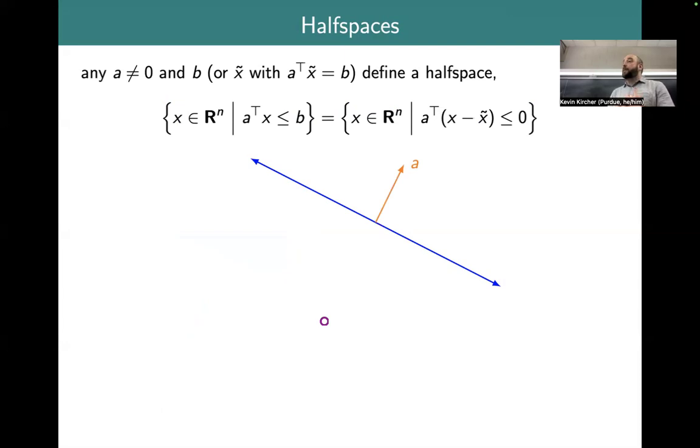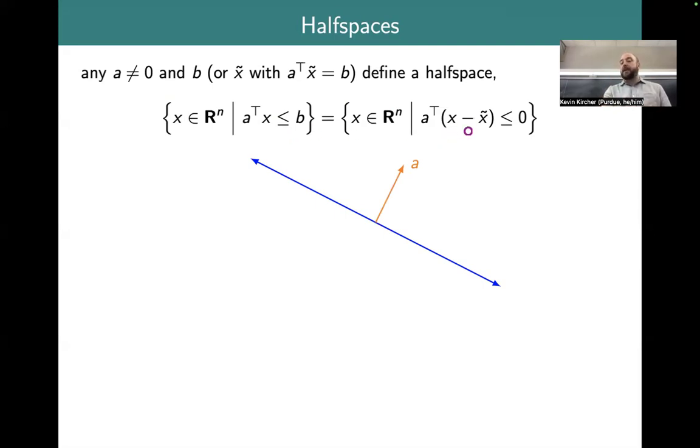Okay, so that is a hyperplane. A half space is something that's closely related to a hyperplane. Any hyperplane you can think of as basically cutting the space Rn in half. And so a half space is everything that's on one side of that hyperplane. So here, rather than having A transpose X equal to B, which would define the surface, the plane, we have less than or equal to B, and that defines the half space.